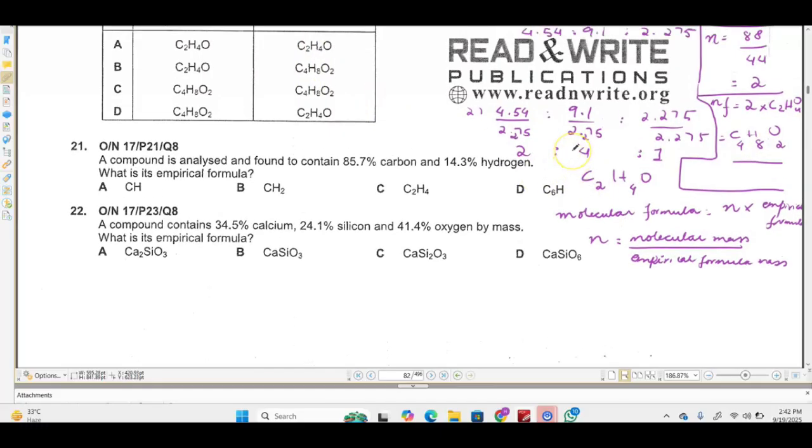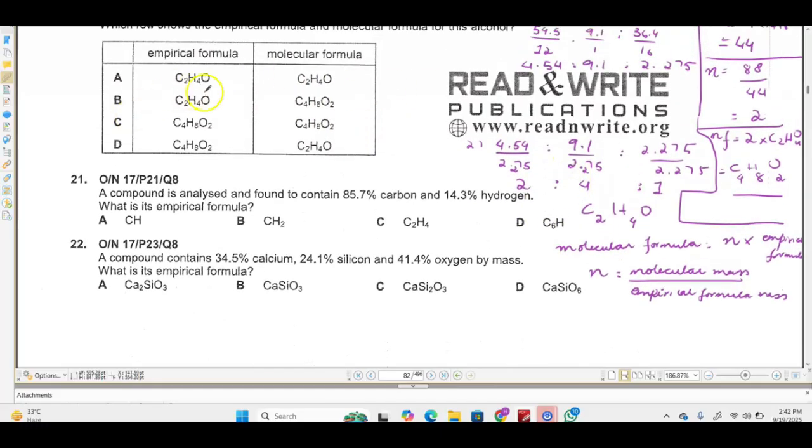So let's look at our options. C2H4O. These are not going to be C2H4, no, this is not the molecular formula. This is our empirical formula. We found out this formula with the help of all this work. Okay.